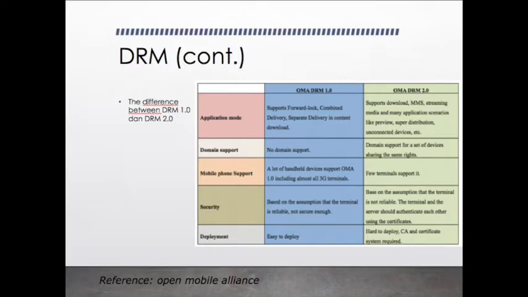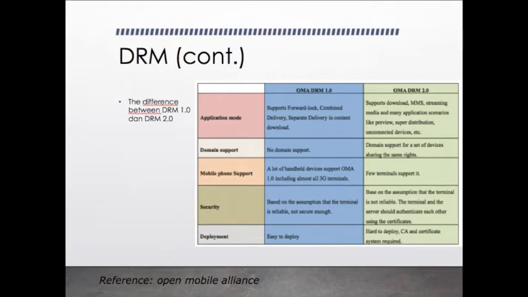And for OMA DRM 2.0, it supports download, MMS, streaming media and mini application scenarios like preview, super distribution, unconnected devices, etc. And then the second difference is domain support. For OMA DRM 1.0, there is no domain support, and for 2.0, it supports a set of devices sharing the same rights. And then the third difference is mobile phone support.